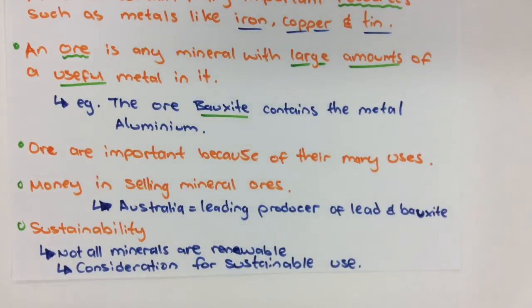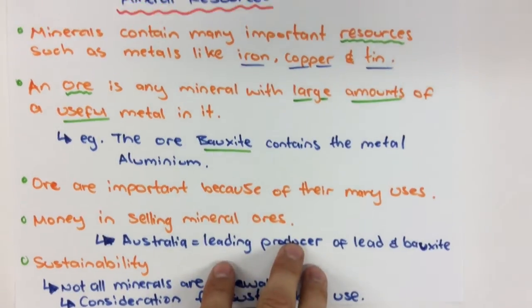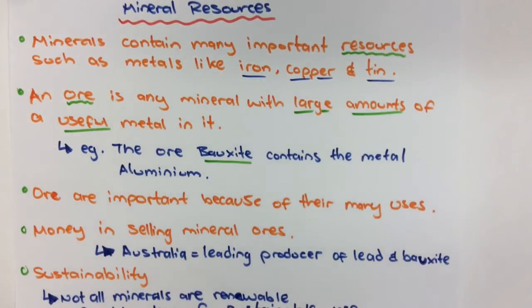Let's talk about the main points that we covered today. We talked about how minerals contain important resources, and that ore is a mineral with large amounts of useful metal in it, and that these metals can be used for lots of things, including selling, and that there is an issue of sustainability that has to be considered when talking about or using metals and ores and minerals.